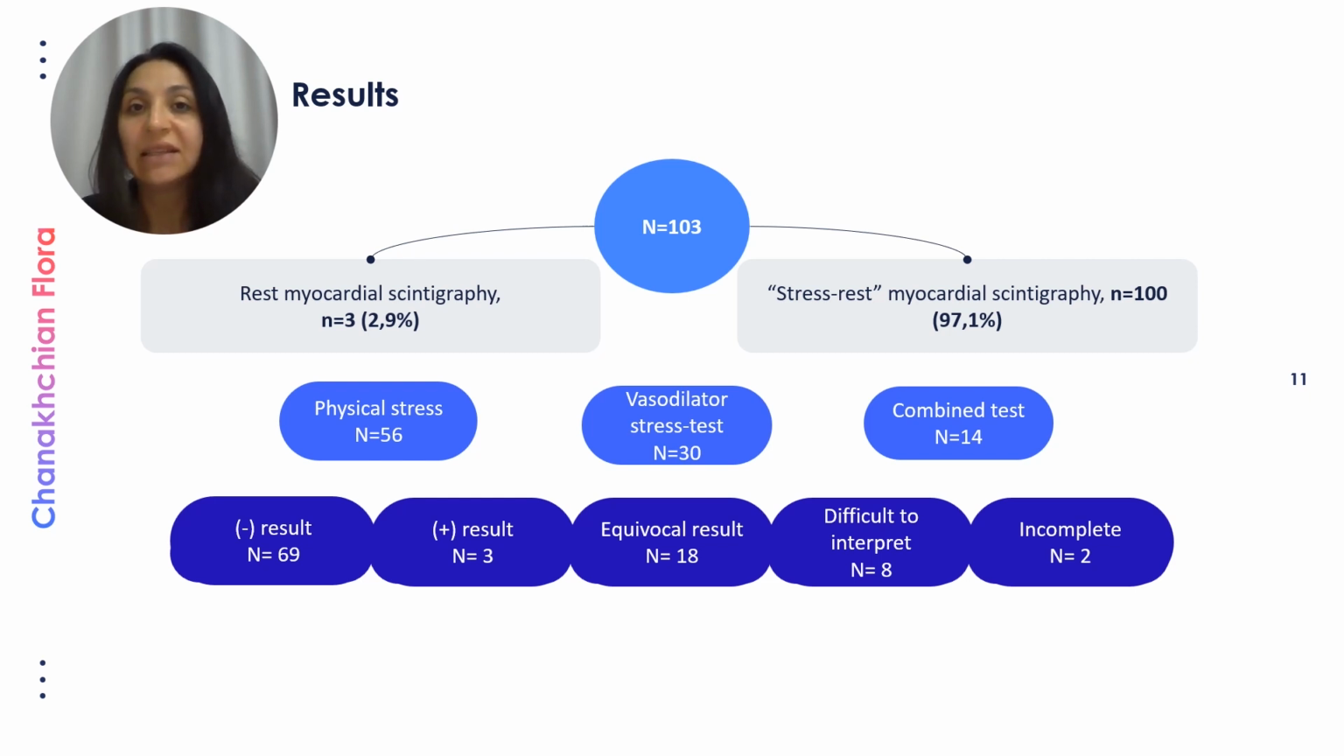In 56 patients, we used a bicycle. In 30 patients, we used a pharmacological test, and 14 patients were given a pharmacological test with low-level exercise. We called it the so-called combined test. The results of the stress test you can see on the slide.